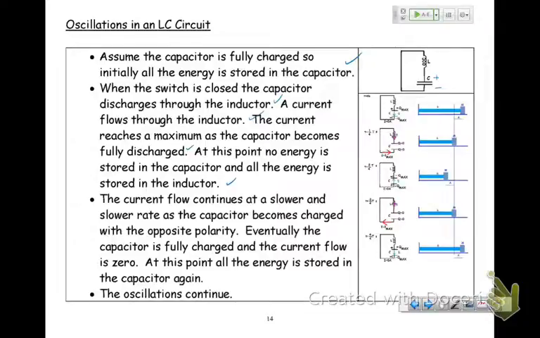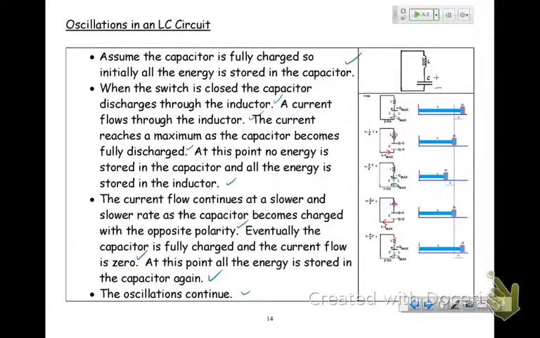So the current flow continues at a slower and slower rate as the capacitor becomes charged in the opposite polarity. Eventually the capacitor is fully charged in the opposite polarity, and the current flow through the inductor is zero. So at this point all the energy is stored on the capacitor again. And then it reverses. So it's an oscillation.